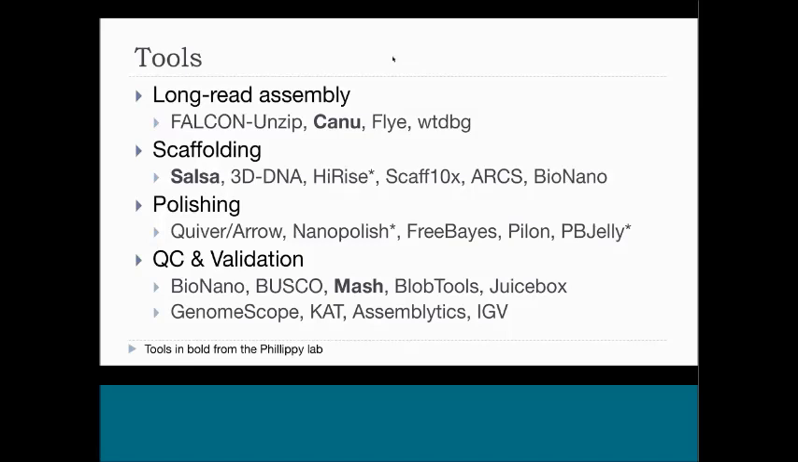So if a group has a combination of both PacBio and Nanopore, and maybe also some Illumina data, how is that best combined for an assembly? Is there a target depth for the reads for the long and short read data?